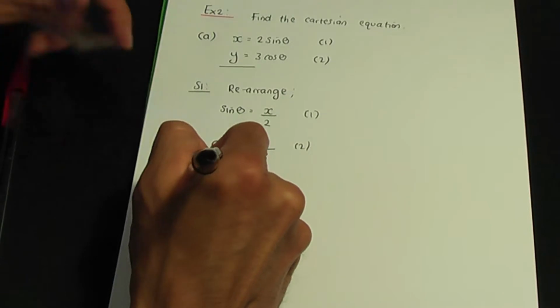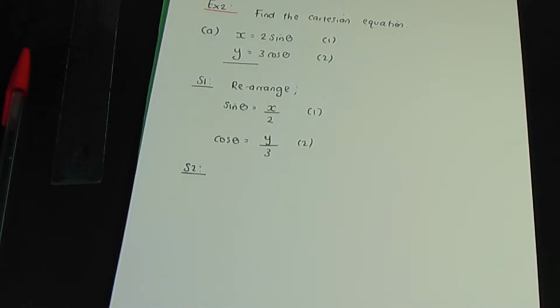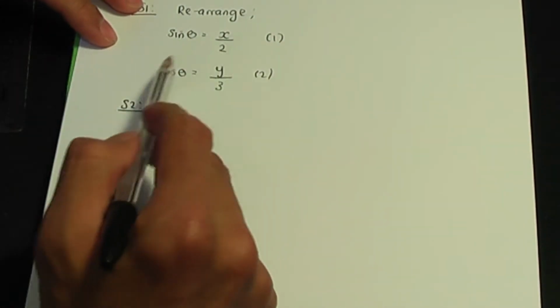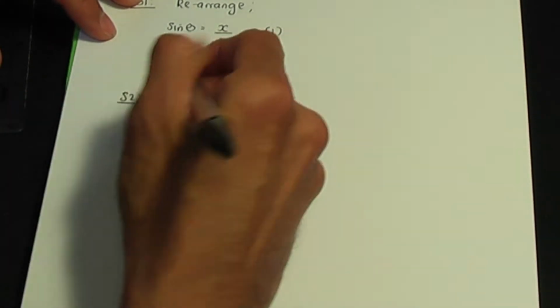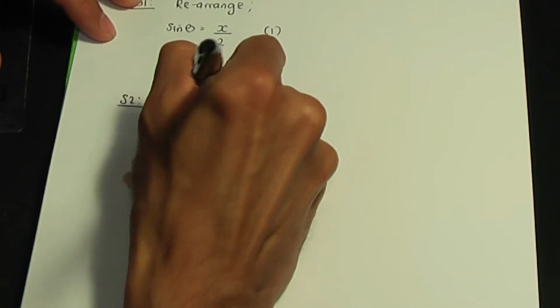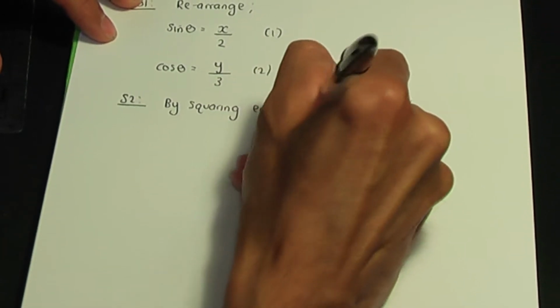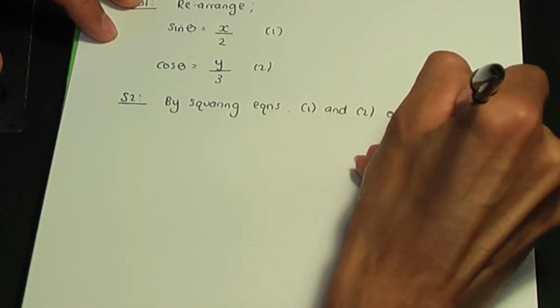Now, in order to use the identity involving sine and cos, so the identity for us in this case is cos squared plus sine squared is equal to 1, we need to square these two equations on both sides. Okay? So let me square equations 1 and 2 on both sides so that we can use the trigonometric identity. So let me write down the step. So by squaring equations 1 and 2 on both sides.